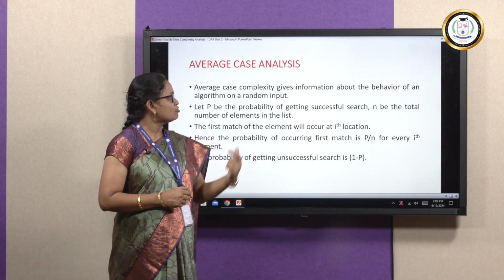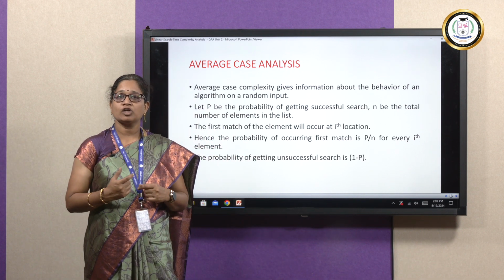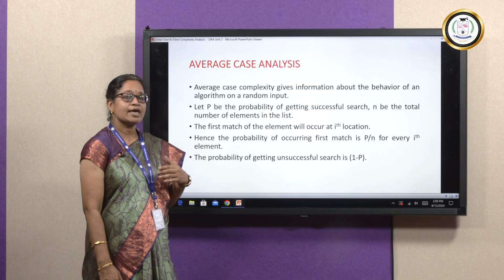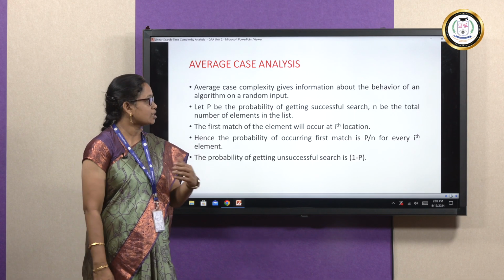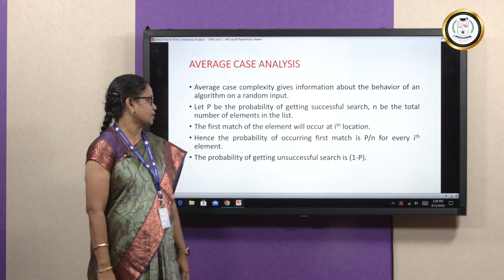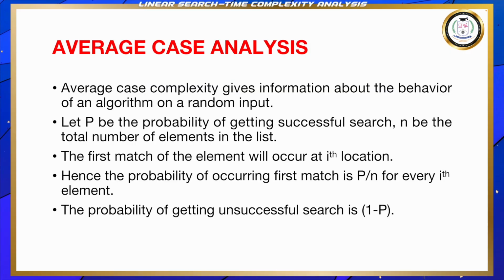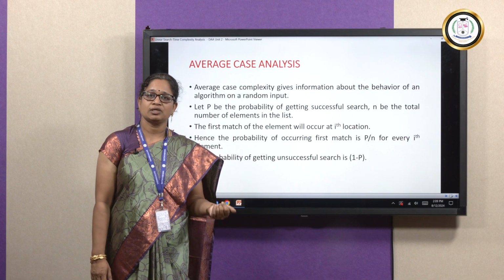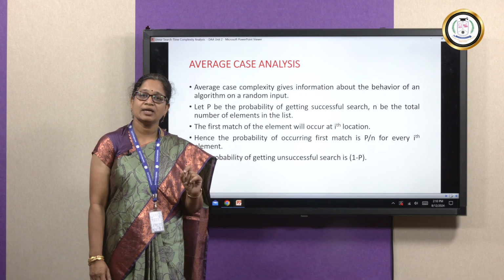So it gives information about the behavior of an algorithm on a random input. To find the average case analysis of linear search, let us take p as the probability of getting a successful search and let n be the total number of elements in the list. The probability of the first match of an element occurring is p by n, that is p into 1 by n. The probability of getting an unsuccessful search is written as 1 minus p.